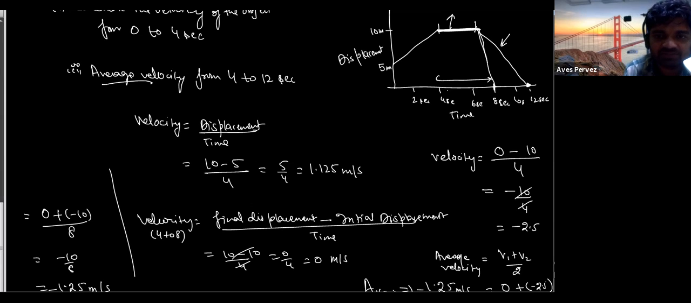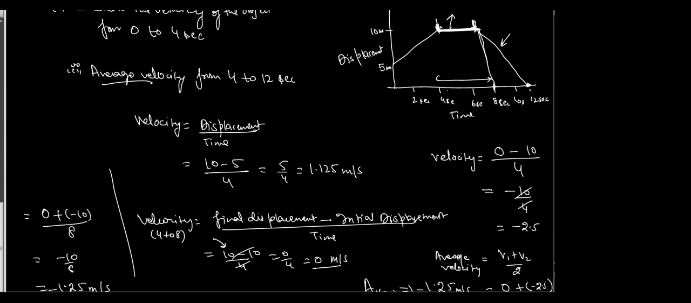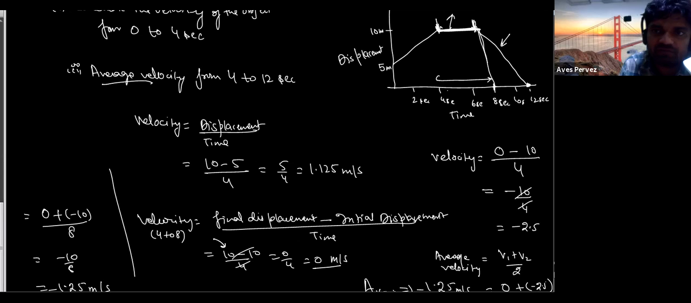So it is final displacement minus initial displacement upon time. The final displacement is 10 and the initial displacement is also 10, so 10 minus 10 is 0 upon 4. So from here to here, our velocity is 0 meter per second. The object is not moving.